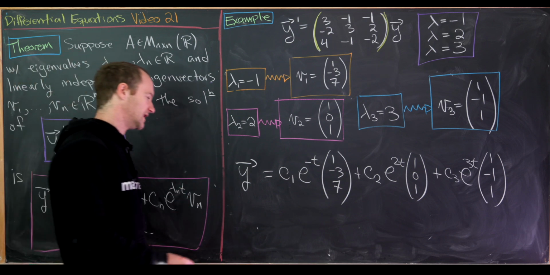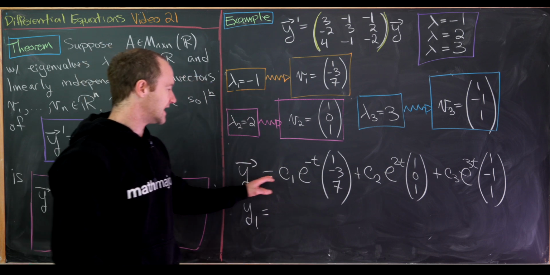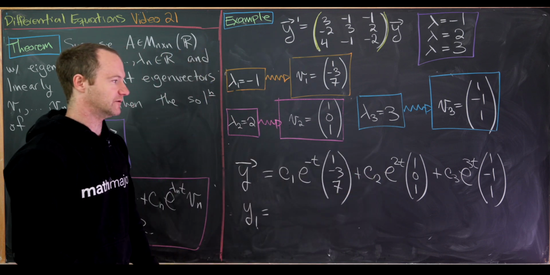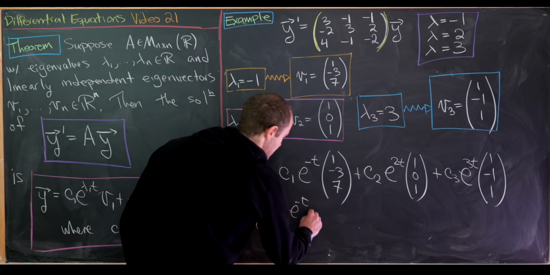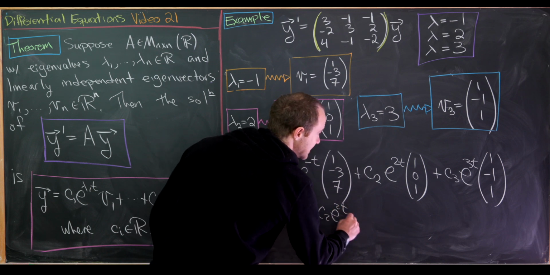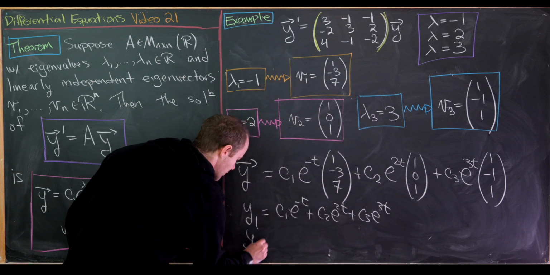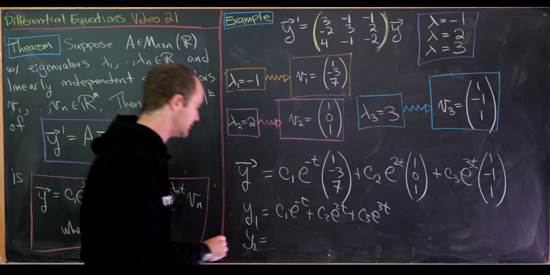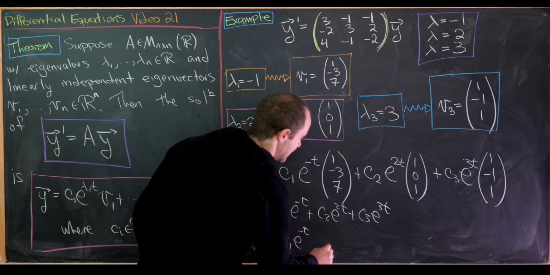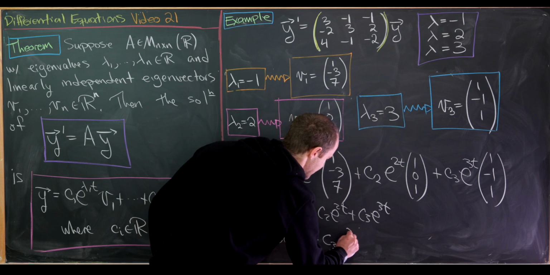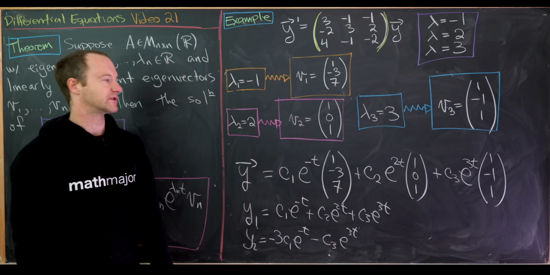And let's say you did not want it in vector form, you wanted it as y1, y2, y3. Well, you could do that quite easily. I'll do it just for y1, and that is from taking out the first component of all of these vectors. So that would be c1 e to the minus t plus c2 e to the 2t plus c3 e to the 3t. And then maybe I'll do one more just for good measure. So y2 would be equal to negative 3c1 e to the minus t, and then minus c3 e to the 3t. Again, going from these second entries. Then you could write down y3 as well.